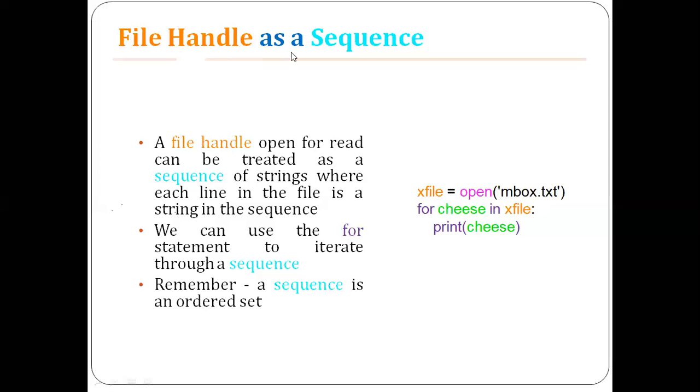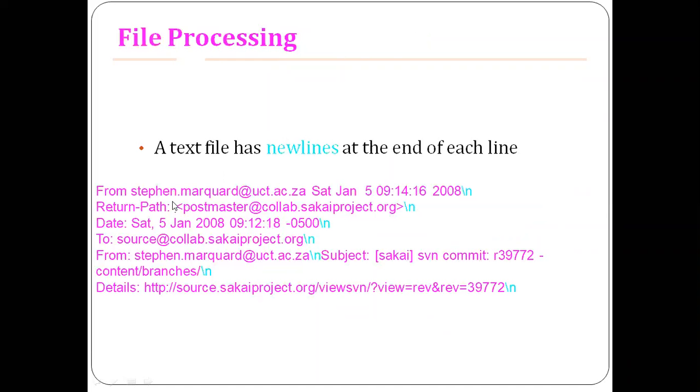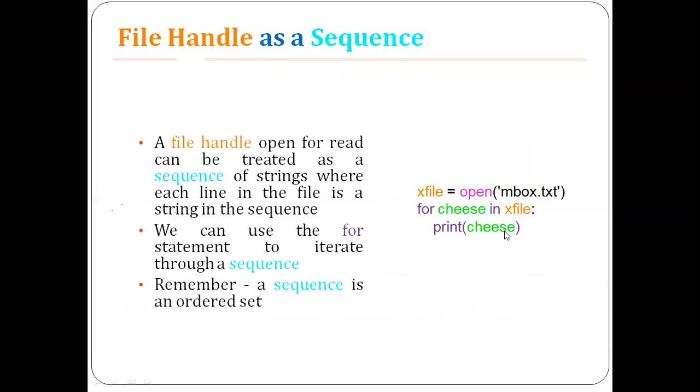A file handle as a sequence. A file handle open for read can be treated as a sequence of strings, where each line in the file is a string in the sequence. Each line, this is the first line, second line, third line, and so on, will be treated as one string, and you can manipulate it.